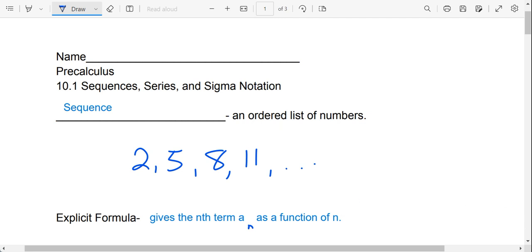And one of the ways we can solve for sequences or write a sequence in a certain way is called an explicit formula. And what this does is it gives the nth term a sub n as a function of n. Now, these equations and formulas are usually a sub n equals blah, okay? And we are able to write a sequence based off this formula. That's why it's written like this. It's going to be a sub n equals something, okay? And we'll do some work with that here in a moment.